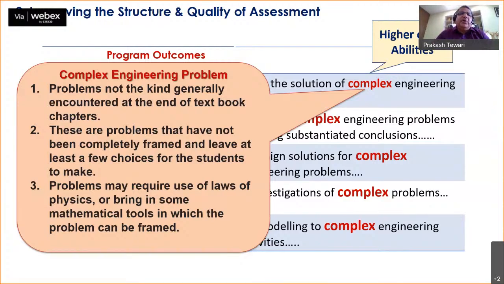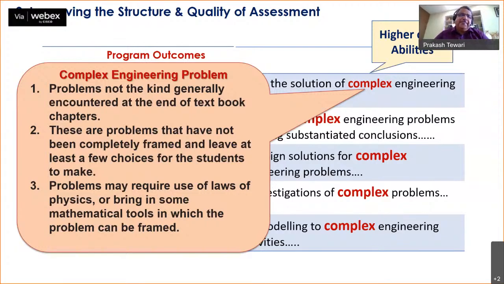So these are problems not of the kind generally encountered at the end of textbook chapters. These are problems that have not been completely framed and leave at least a few choices for the students. Yesterday, giving the example of a chair, I said the material is not mentioned. The student will choose the material. It may be GI sheet, aluminum sheet, wood, or plastic, something like that. Accordingly, these calculations will change.